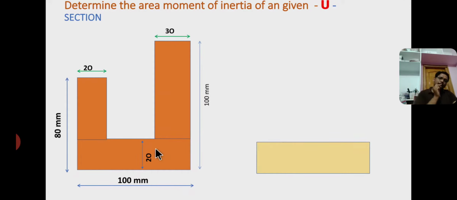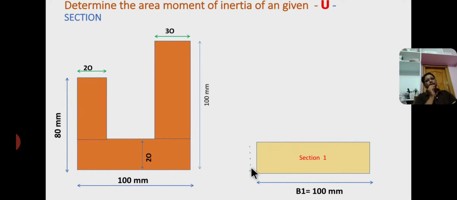First of all, the given U section is split up into three rectangles like this. I consider the bottom rectangle as section 1 having dimensions base b equal to b1 equal to 100 mm and height d1 equal to 20 mm. So b refers to base and d refers to depth or height.